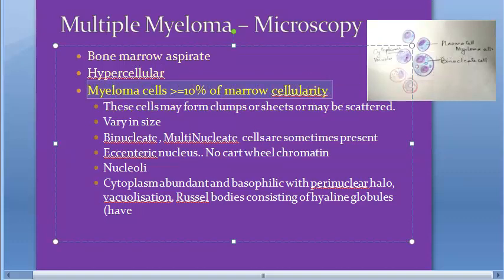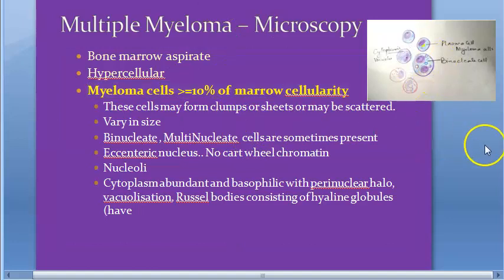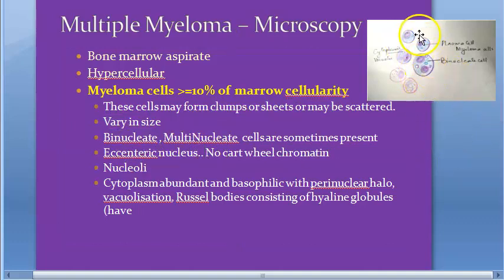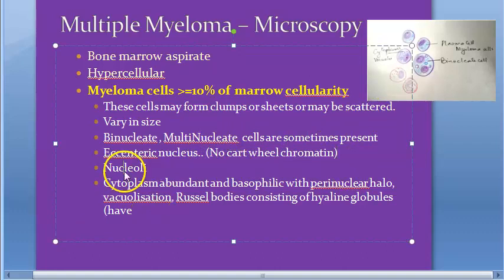This is something important. You have to know this. The myeloma cells will be greater than or equal to 10% of marrow cellularity. Now, these cells can be in clumps or sheets or they may be scattered. They vary in size. We already told you they vary in size. They can be binucleate, multinucleate also. The nucleus is eccentric, right? The nuclei are eccentric. There is no cartwheel chromatin. The nucleoli, they didn't say prominent, but obviously they will be present. Cytoplasm is abundant, you can see. And cytoplasm is basophilic. We have drawn basophilic cytoplasm here. And there is perinuclear halo, vacuolization, Russell bodies also will be there.